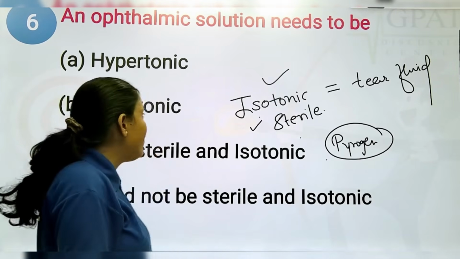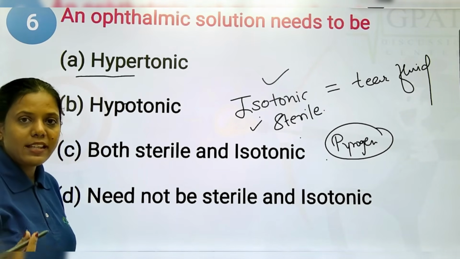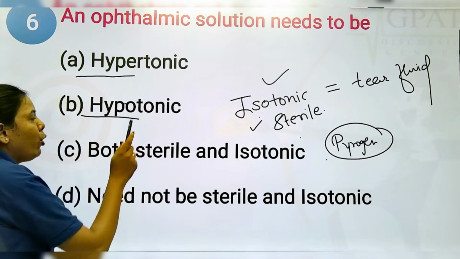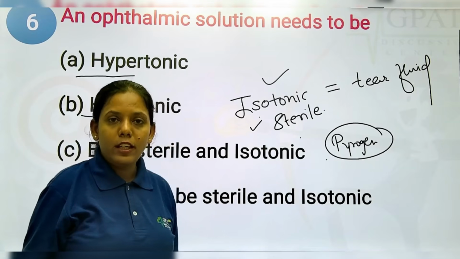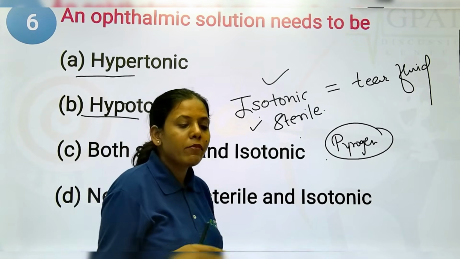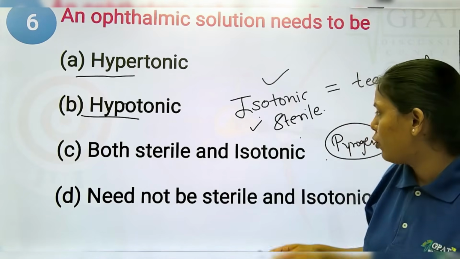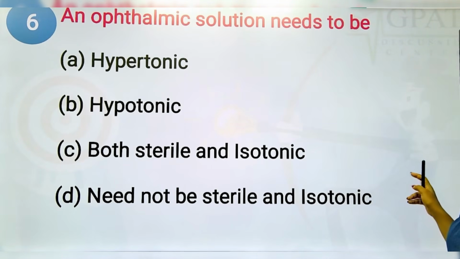Hypertonic means your formulation has higher tonicity as compared to the tear fluid. Hypotonic means your formulation has lesser tonicity as compared to the tear fluid, which should not happen, and that is the reason it should be isotonic and also sterile. So it should be both sterile and isotonic. Option C is the right answer.